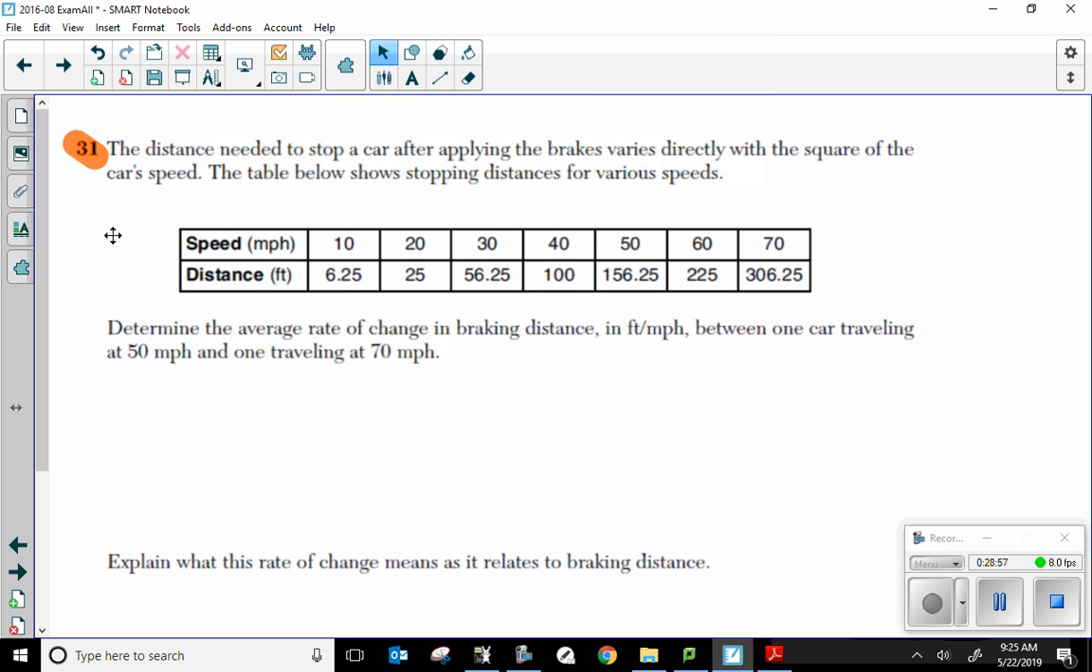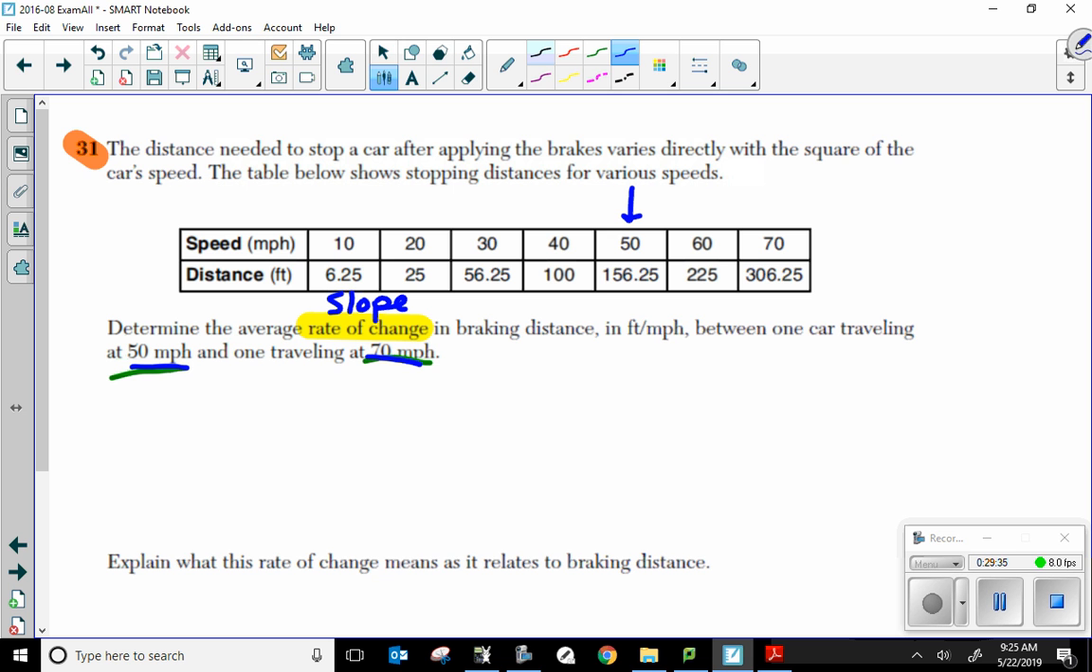So, determine the average rate of change. Oh, that should tell you right there everything you need to know, but let's continue to read. Determine the average rate of change in braking distance in feet per miles per hour between one car traveling 50 miles an hour and one car traveling 70 miles an hour. Now, I scoffed when I said the average rate of change. If you don't know this by now, rate of change means slope, okay, from 50 to 70 miles an hour.